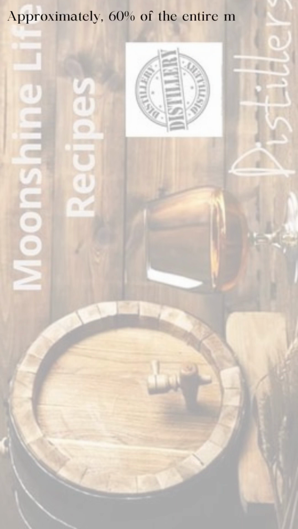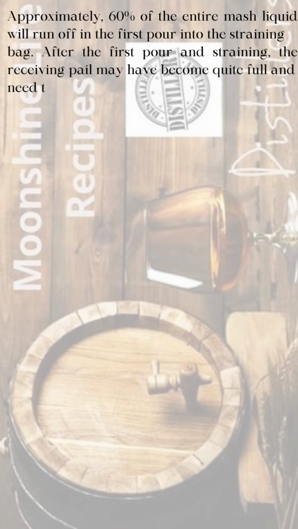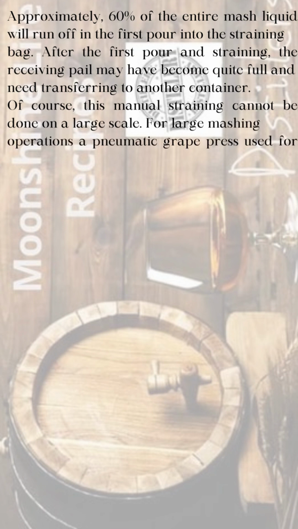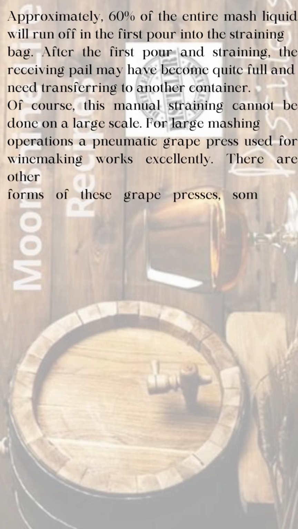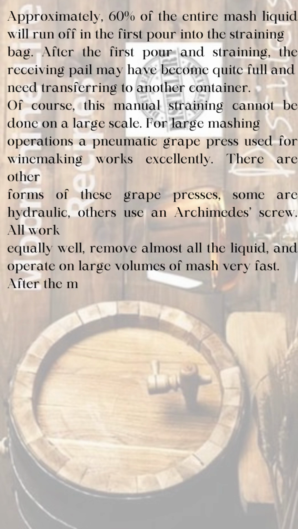Approximately 60% of the entire mash liquid will run off in the first pour into the straining bag. After the first pour and straining, the receiving pail may have become quite full and need transferring to another container. Of course, this manual straining cannot be done on a large scale. For large mashing operations, a pneumatic grape press used for winemaking works excellently. There are other forms of these grape presses, some are hydraulic, others use an Archimedes screw. All work equally well, remove almost all the liquid, and operate on large volumes of mash very fast.